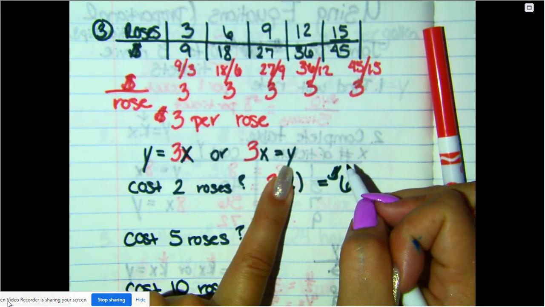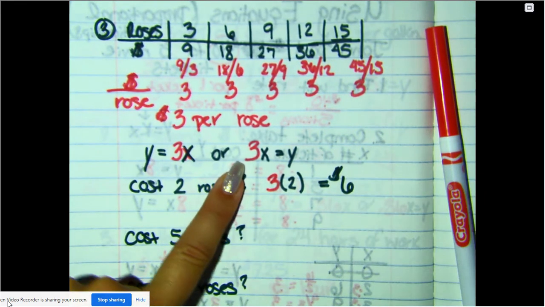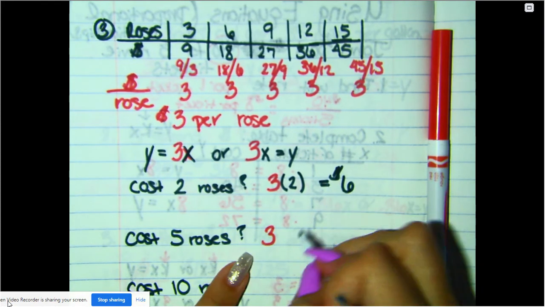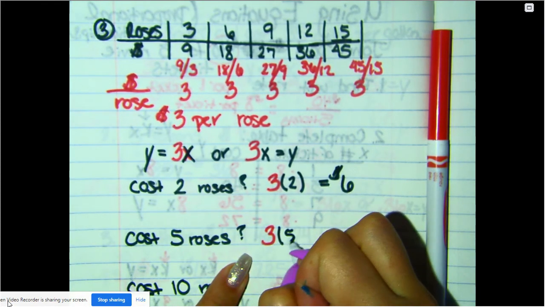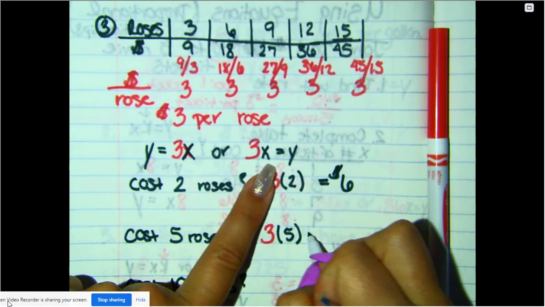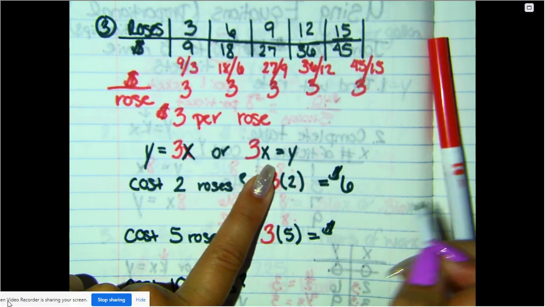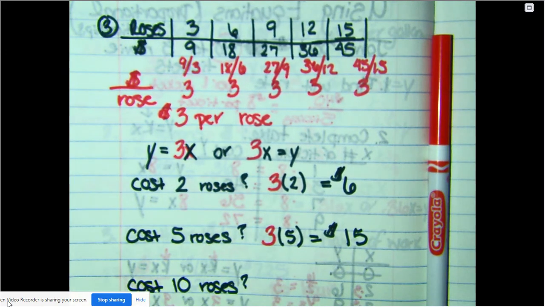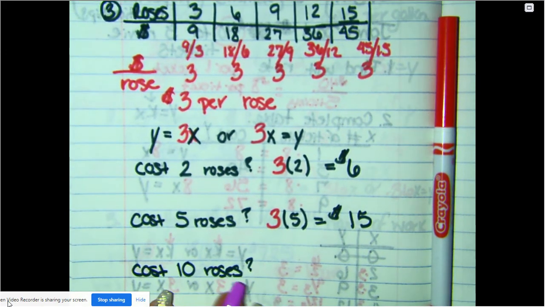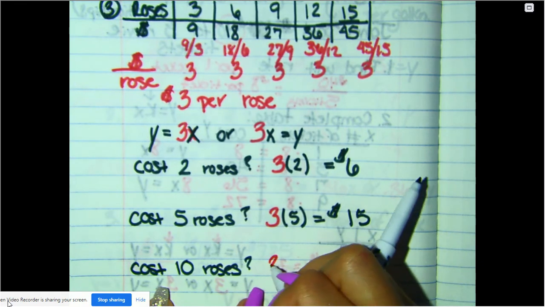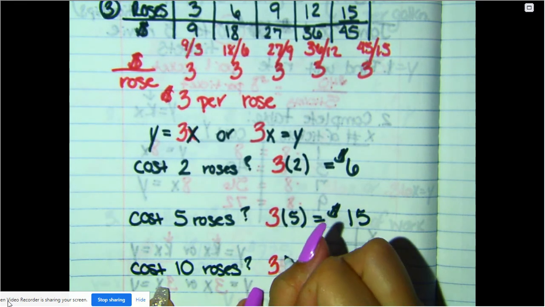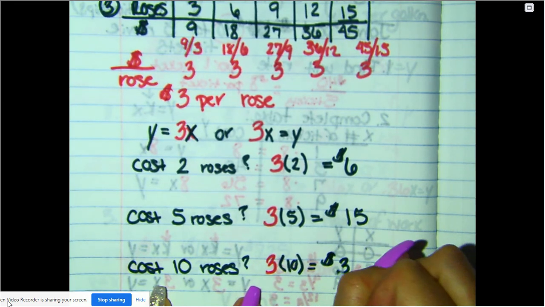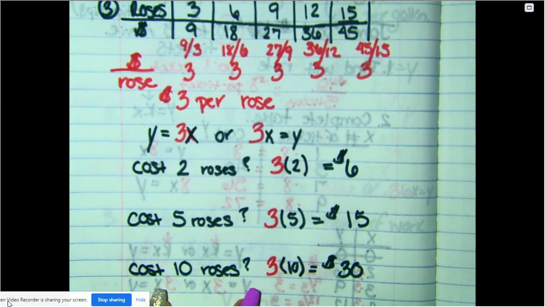All I'm doing is using this equation. Okay, $3 per rose. I want to know how much 5 roses cost. So we're going to plug in the number 5 for x and figure out what that equals. Oh, that number is 15. So 5 roses equals $15. Let's figure out how much 10 roses cost. That would be 3 times 10. Oh, that number is equal to 30. So 10 roses would equal $30.